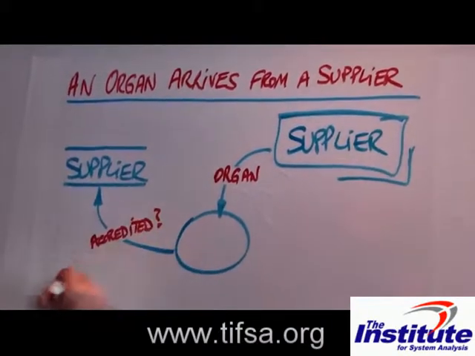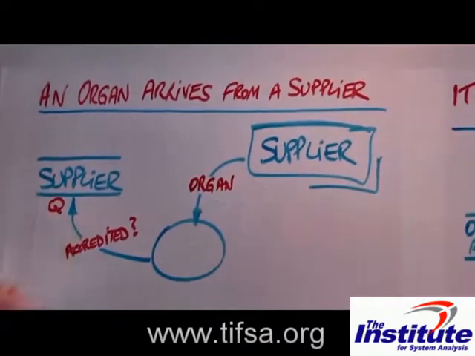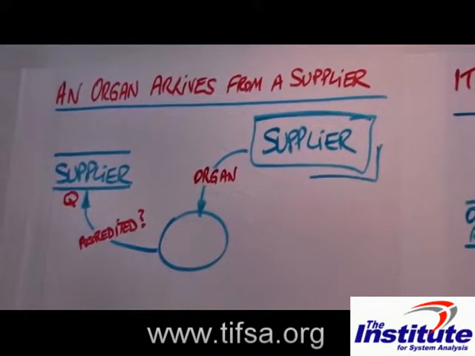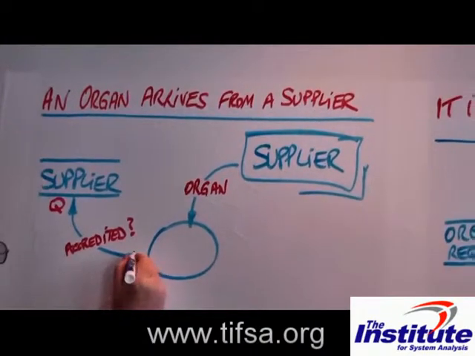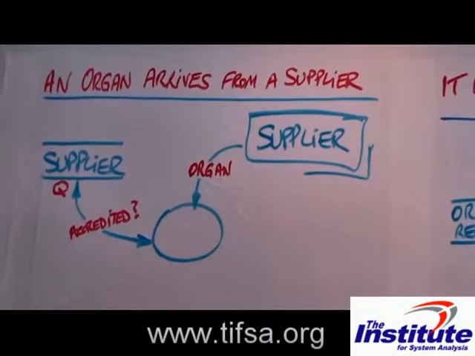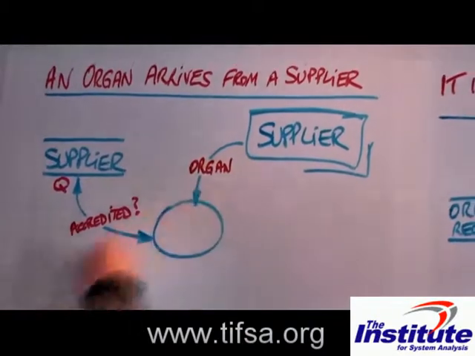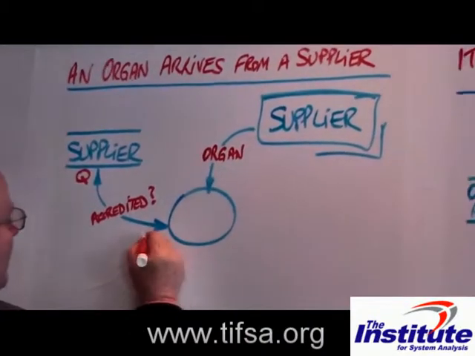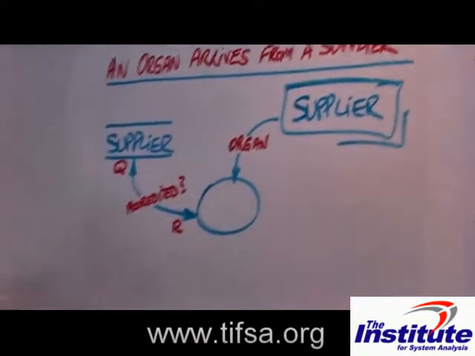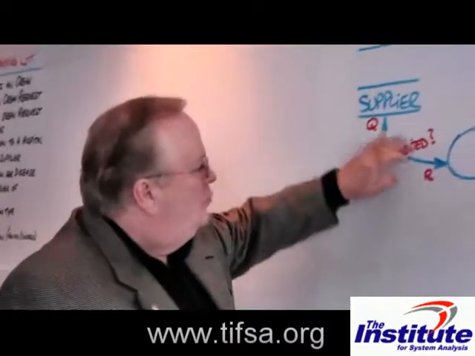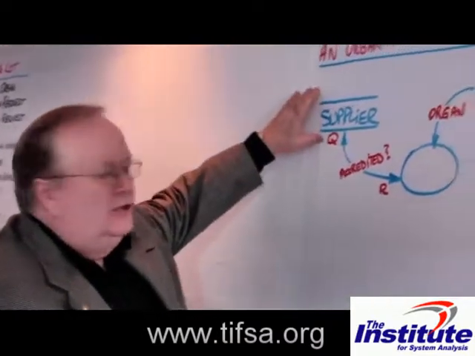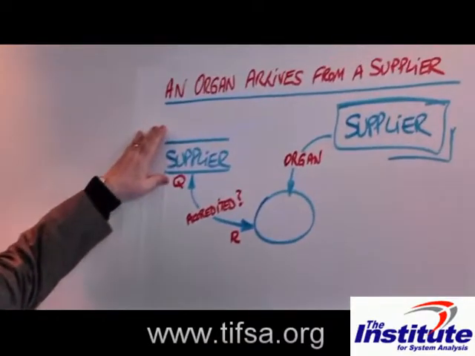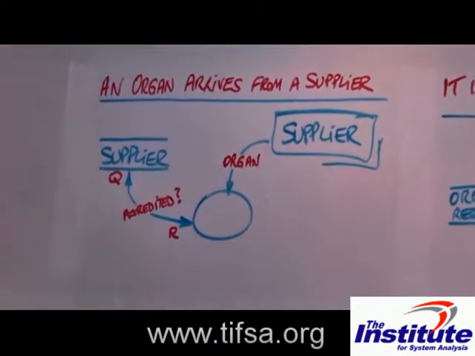And I just put accredited with a question mark, a Q there for a query, and coming back is going to be the answer. In other words, did we find the supplier from whom we received the organ? I'm going to put R for response. Remember that we always deal with the negative first. There are only two possible answers here. Either the supplier record exists in our records or it doesn't. We'll deal with the negative first.